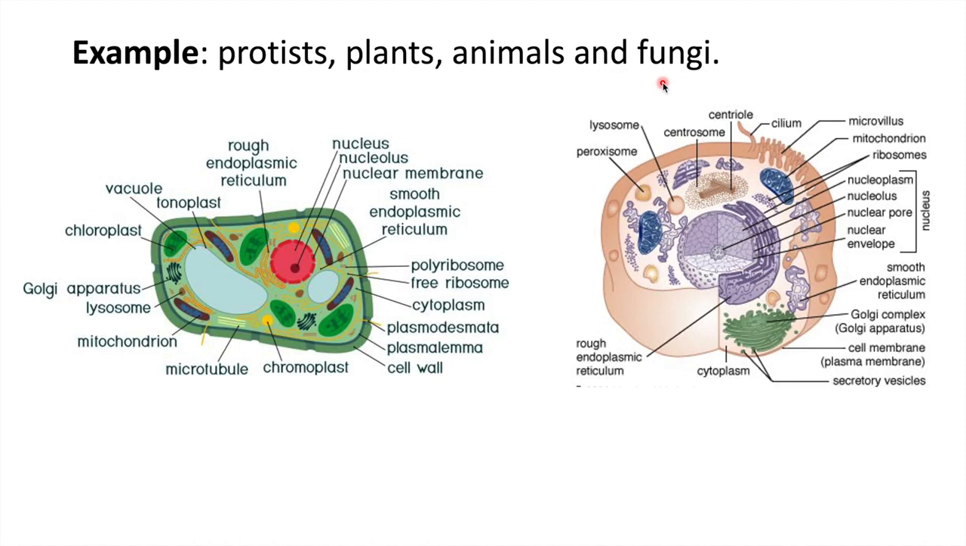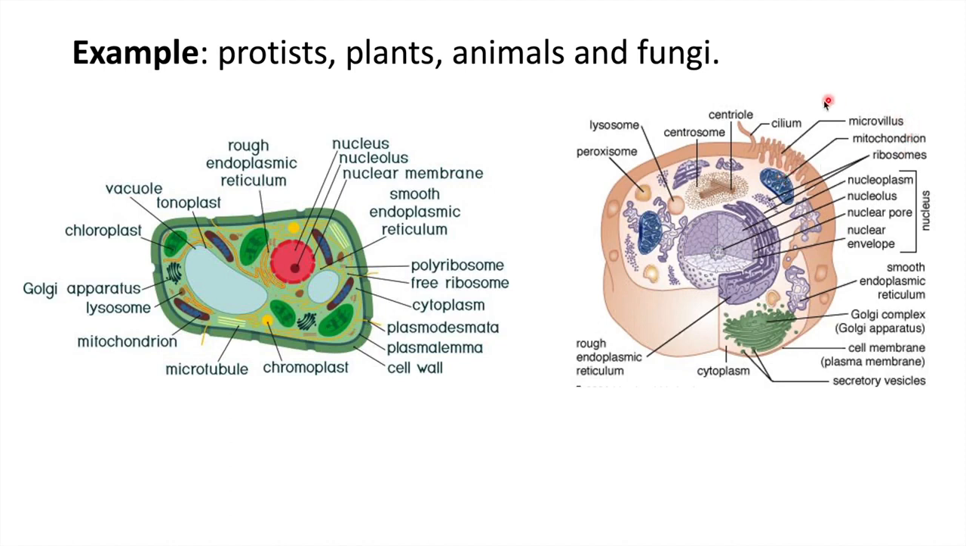We know that plants and animals both contain eukaryotic cells, but they are very different in terms of their shape, size and the components, which are called organelles, present in them. For example, you can see here vacuoles, chloroplasts and cell walls are present in plant cells, but these are absent in animal cells. Similarly, you can see centrosome, centriole, lysosome and peroxisome are present in animal cells, but these are absent in plant cells. And there are many components which are present in both cells.